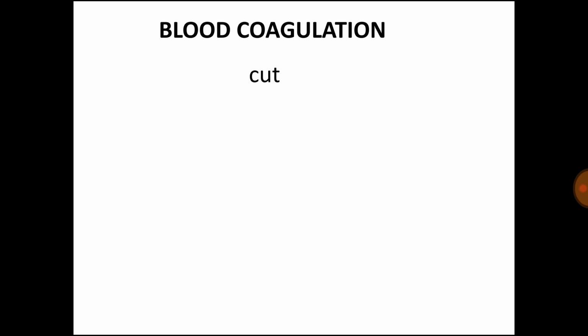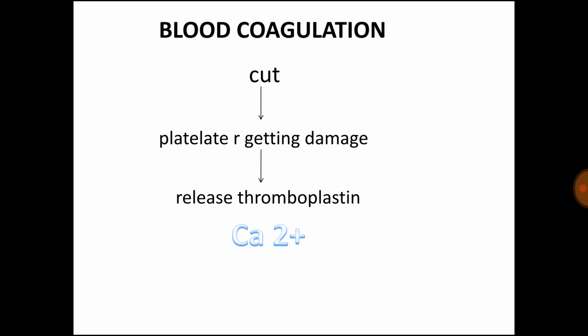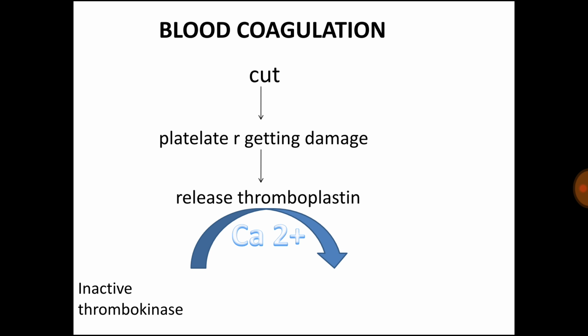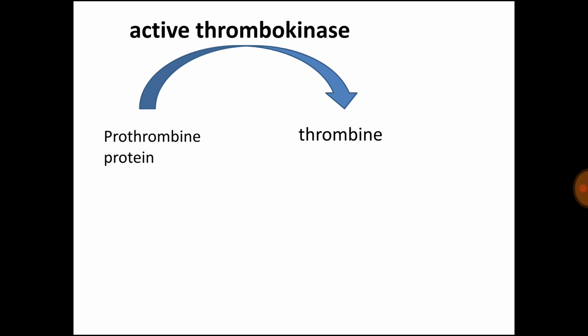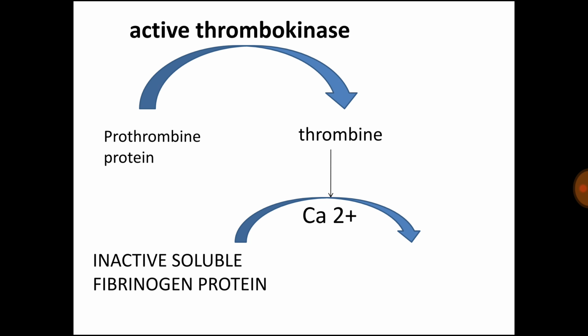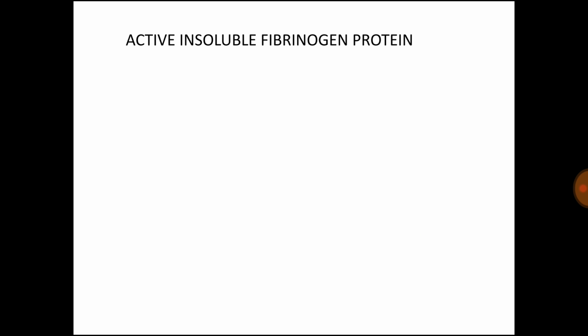It acts like an anticoagulant. Whenever there is a cut on our body, the platelets get damaged and release a chemical substance known as thromboplastin, which in the presence of calcium converts inactive thrombokinase into active thrombokinase. This active thrombokinase converts prothrombin protein into thrombin protein, and this thrombin protein, in the presence of calcium ion, converts inactive soluble fibrinogen protein to active insoluble fibrinogen protein. And this active insoluble fibrinogen protein results in clot formation.